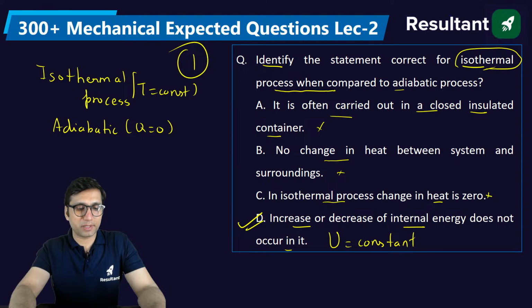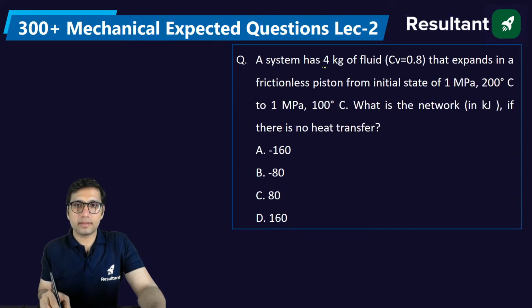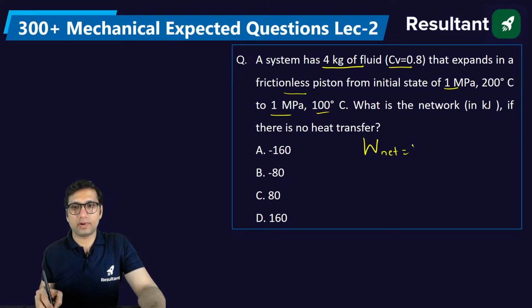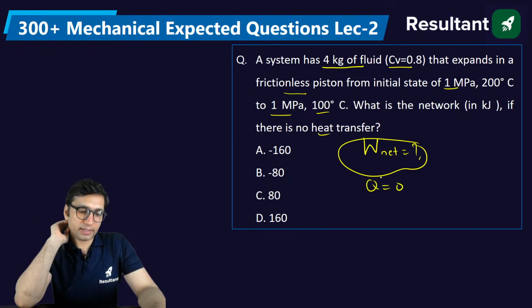Very good. Hello Pushpin, good evening. A system has 4 kg of fluid having Cv equal to 0.8 and that expands in a frictionless piston from initial state of 1 megapascal 200 degrees Celsius to 1 megapascal 100 degrees Celsius. What is the net work if there is no heat transfer? In this particular question, it is being asked how to find the net work if there is no heat transfer, if the heat transfer is 0. Any way how you can find it?